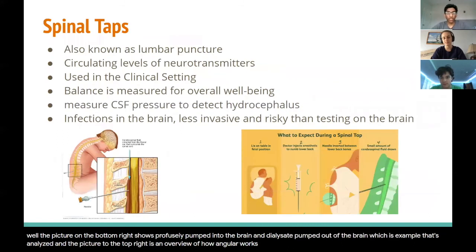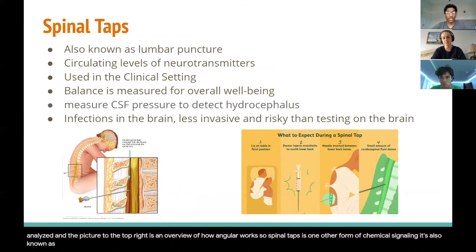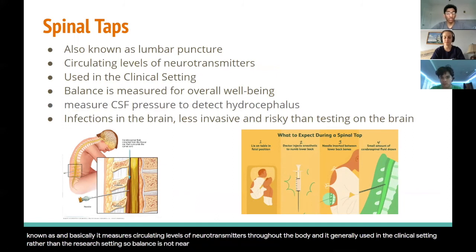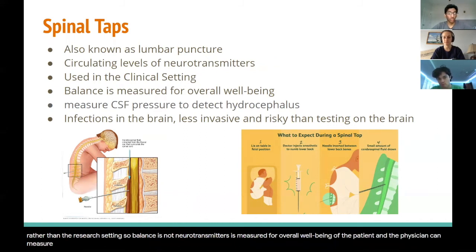So spinal taps is one other form of chemical signaling. It's also known as lumbar puncturing, and basically, it measures circulating levels of neurotransmitters throughout the body, and it's generally used in the clinical setting rather than the research setting. So a balance of neurotransmitters is measured for overall well-being of the patient, and the physician measures CSF, which is cerebral spinal fluid, and they can analyze pressure to detect if hydrocephalus is present in the brain.